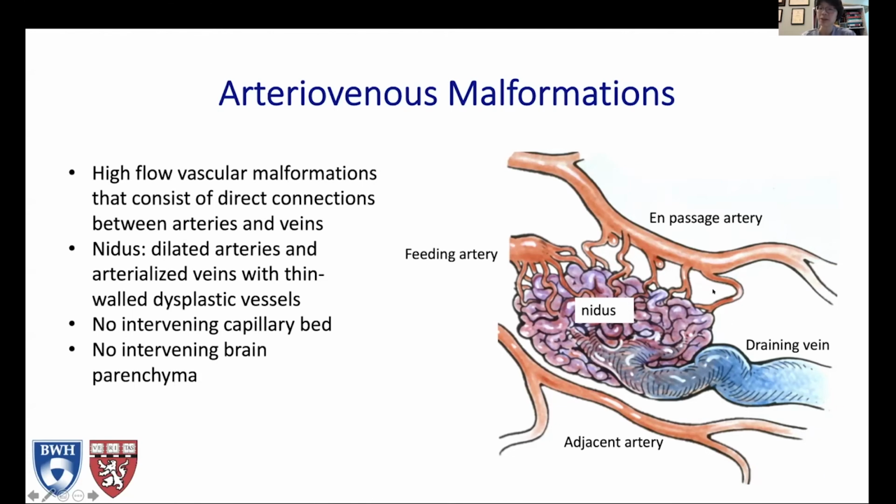Now, there are other entities nearby, which you may hear about when people talk about AVMs. These are en passage arteries. These are blood vessels that eventually feed the brain, but they also send little branches to the AVMs like these. They are basically unrelated vessels that happen to pass by. These are just adjacent arteries. Feeding arteries, on the other hand, end in the AVM, so they don't go on to feed anything else. Okay, so, basic terminology.